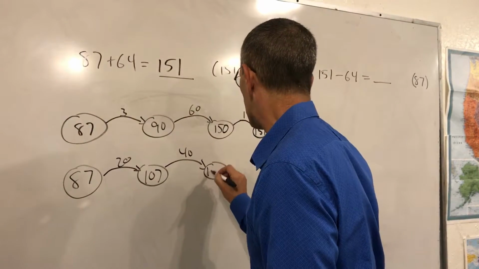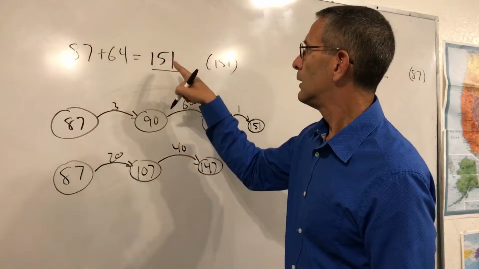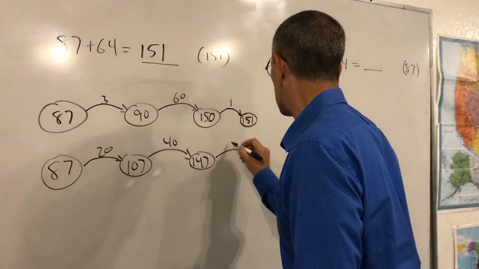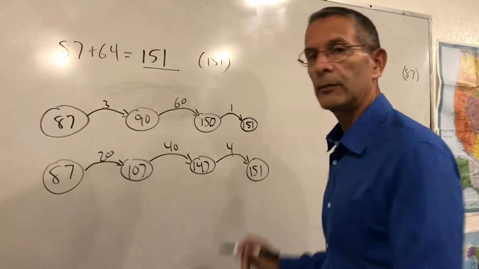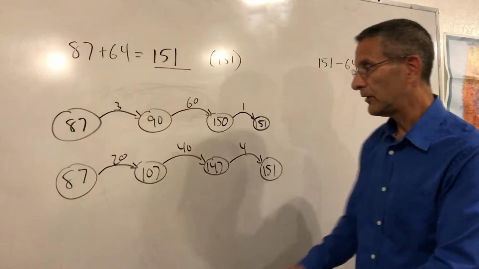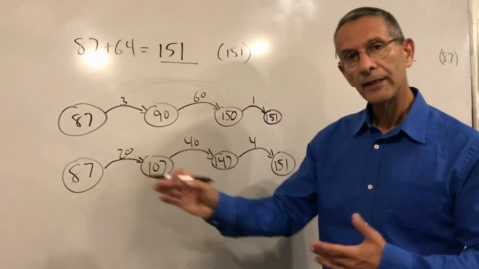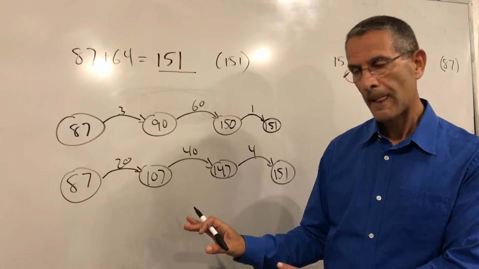And that is 147. Okay, so 20 and 40 is 60. I've got 4 left to make 64, so now I'll add the 4 more. And we have 151. Same answer. So these are 2 of many ways you can do it, and that's one of the keys, is it lets the student figure out the best way for him or her to do it. So that's how you do that part.